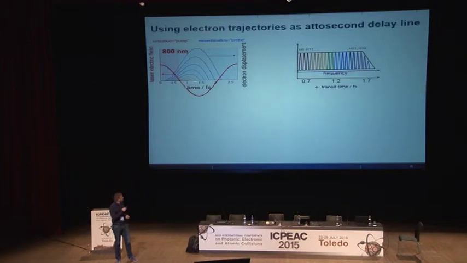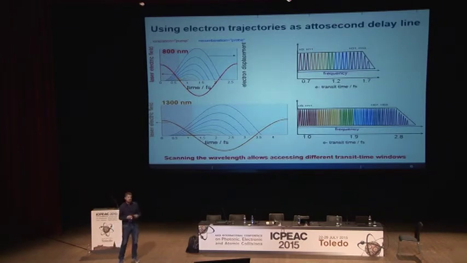If we do that for 800 nanometers, shown here again, we can typically access transit times of about 1.7 femtoseconds. This is always defined by the duration of one laser cycle. If we do that with a longer driving wavelength, for example 1300 nanometers, we can go up to 2.8 femtoseconds. That means by scanning the laser wavelength, we are able to access different transit time windows that we can use to observe the dynamics. So much for the concept of using the process of harmonic generation as a self-probe of electronic dynamics.